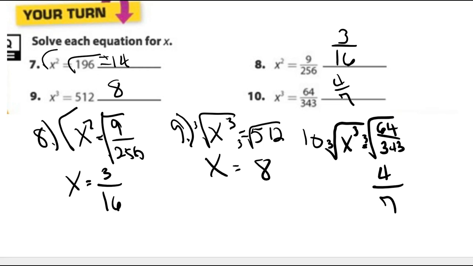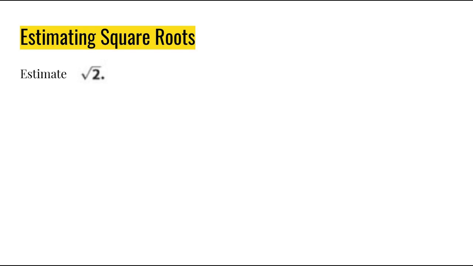Okay, it's that simple. So the last thing we want to go through is how to estimate ones that are not perfect squares. The square root of 2. There's no number that you can multiply by itself to give you 2. So we can just figure out how close we can get, really close, whether it's the 10th, 100th, whatever it is. We may not know the exact answer, but we can figure out a number that's really close to what the square root of 2 is.